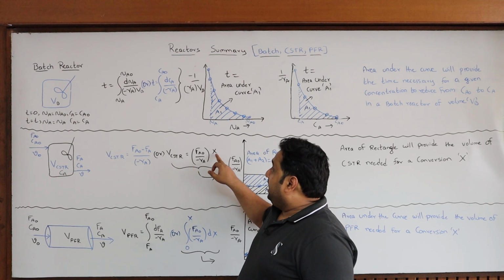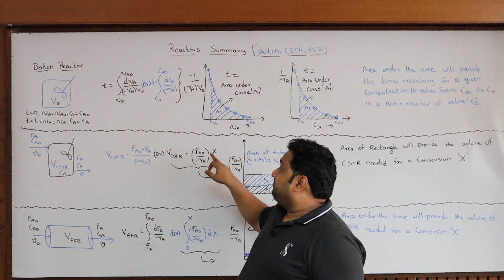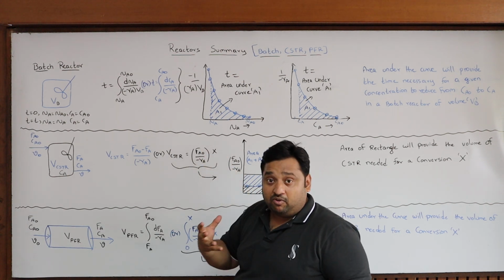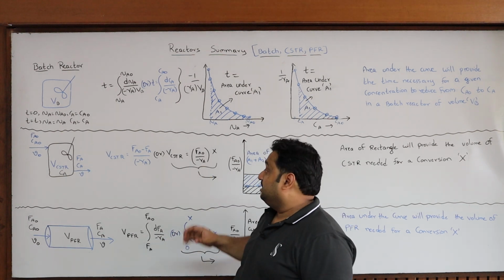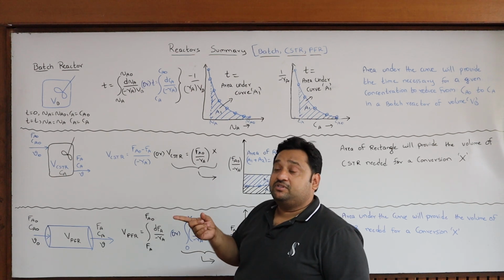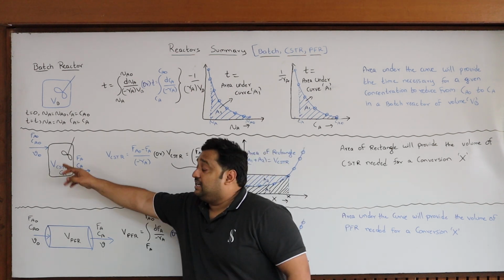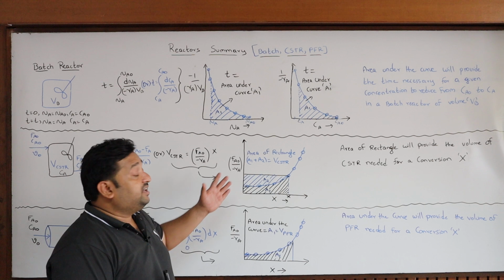Fa0 by minus Ra into x. If you know these, Fa0, that is a given initial molar flow rate, and if you know the rate of the reaction in the reactor, then for the given conversion, 50% conversion, this much volume of the reactor is needed. That is the analytical way.